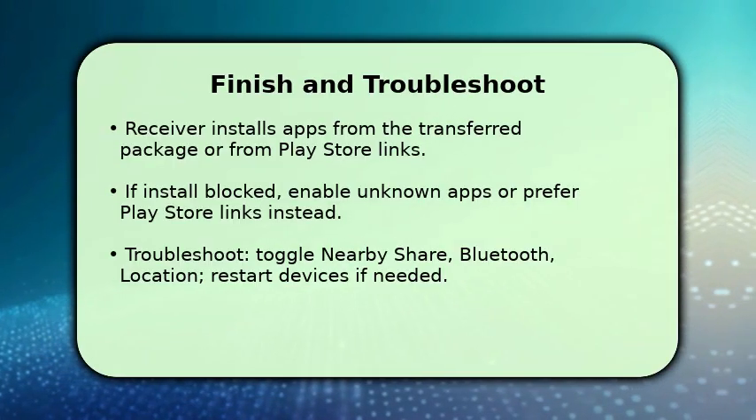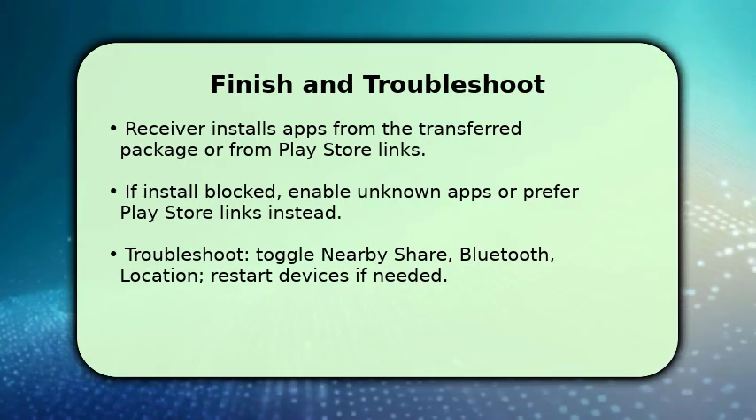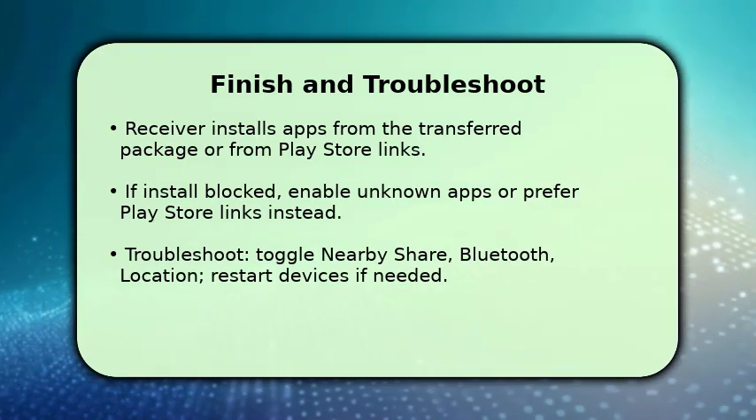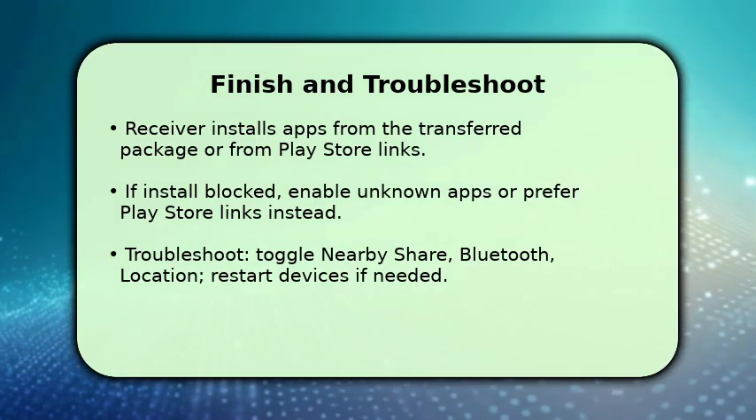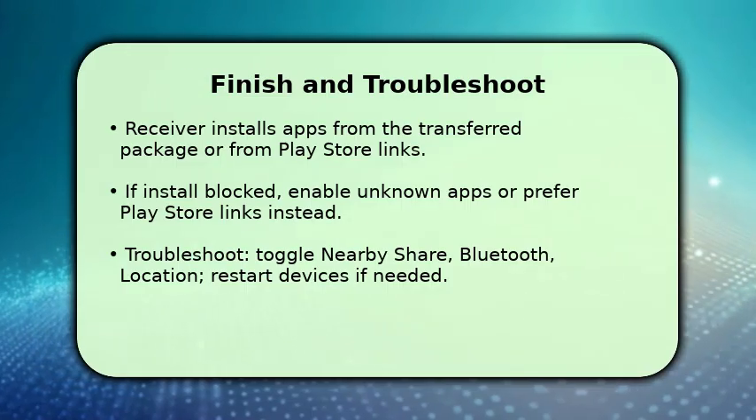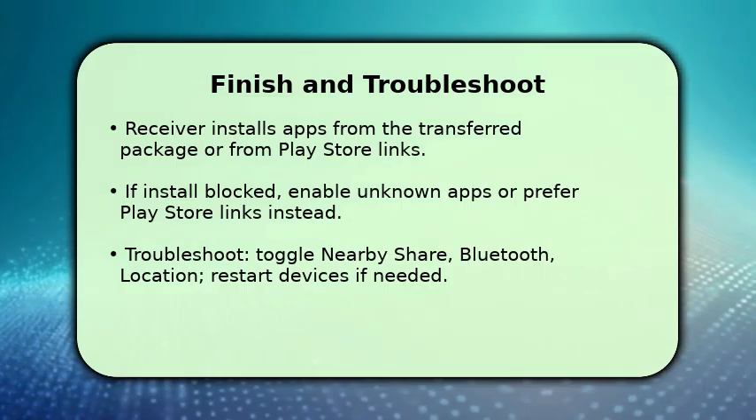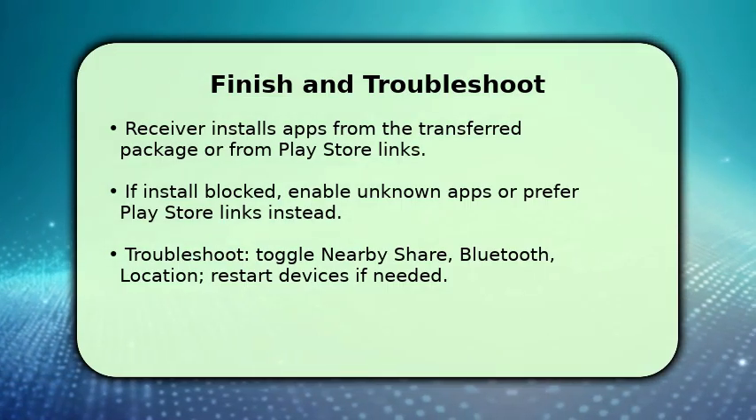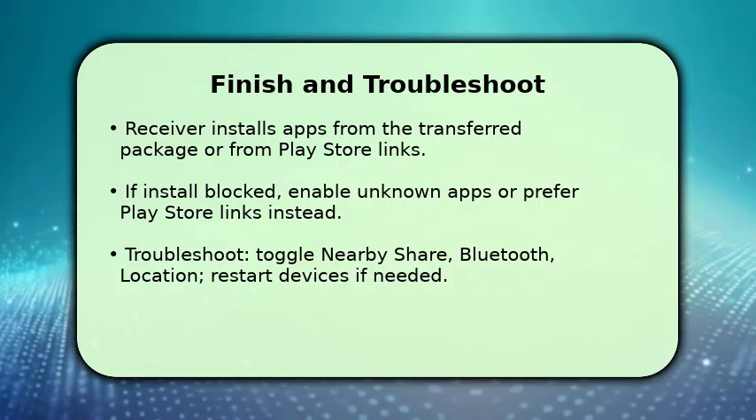If installation is blocked by security settings, toggle the Install from Unknown Sources option or simply send the Play Store link instead. One key troubleshooting tip: if devices don't see each other, turn nearby share, Bluetooth, and location off and back on, then retry.